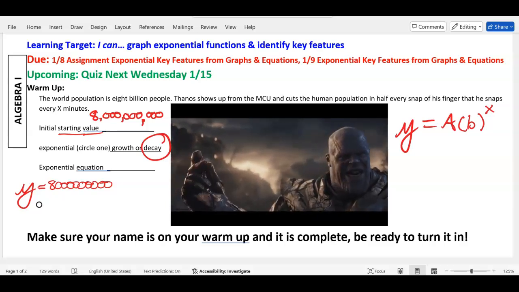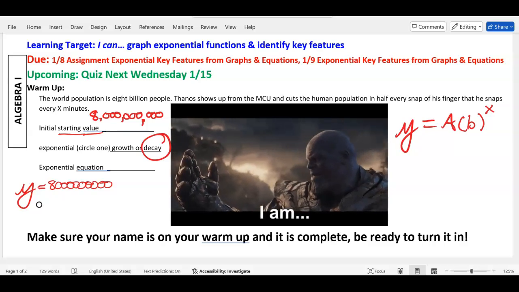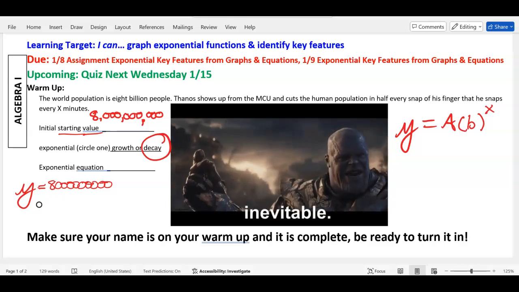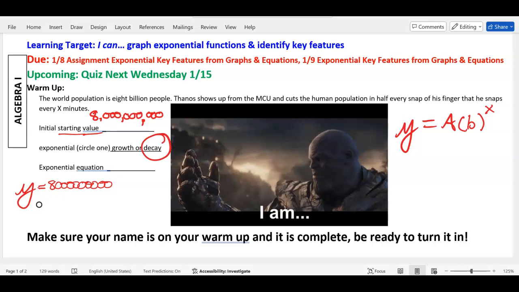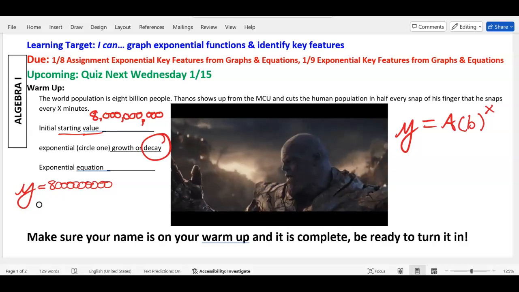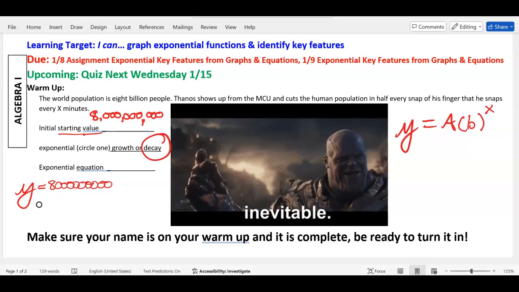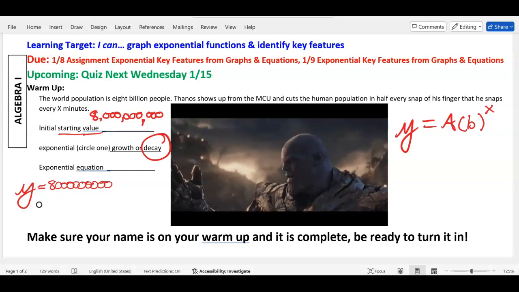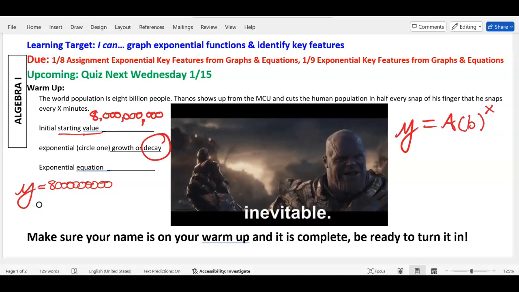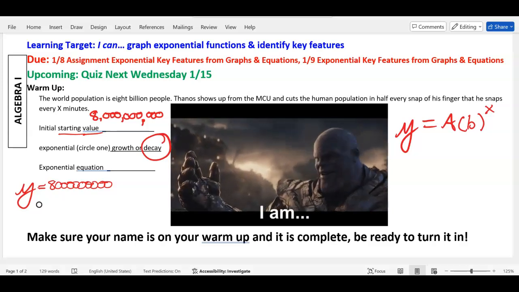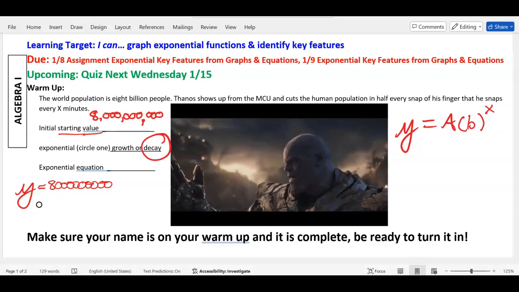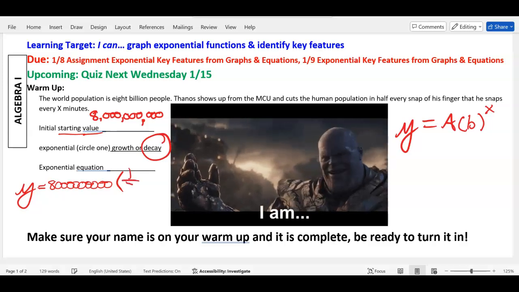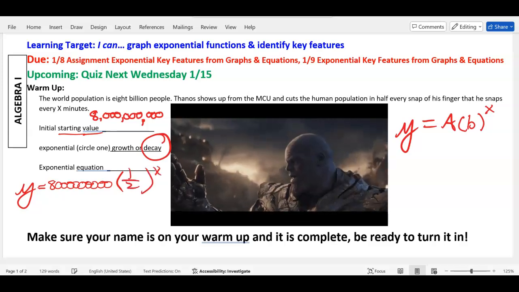And then next to that, we're going to put the rate. Now, what's the rate of change here? Just say it. It's right there. What does it say? When he snaps his fingers, what happens? Half, right? How do you write half as a number? Anybody? 1/2. Did you know that? You could also write it as 0.5. Either way, don't matter. 1/2, and then don't forget a little x in your exponent.